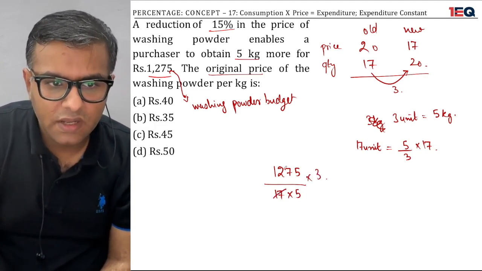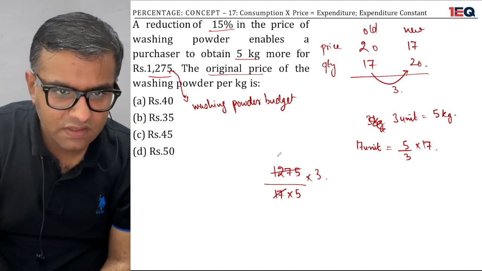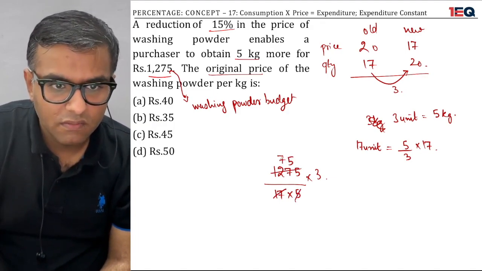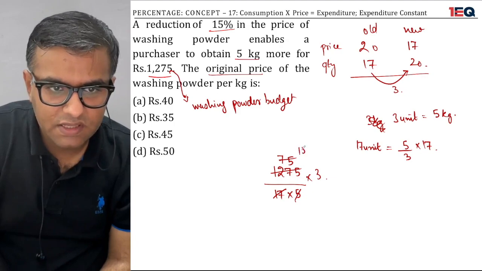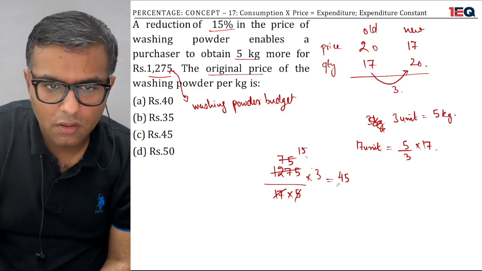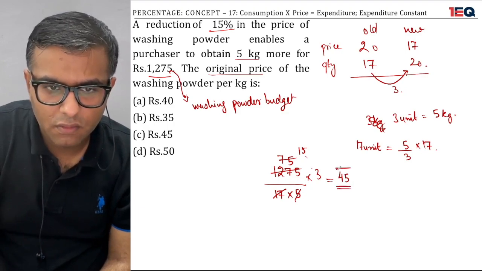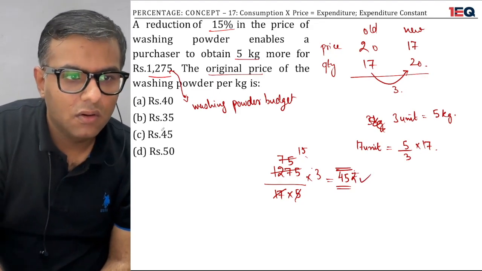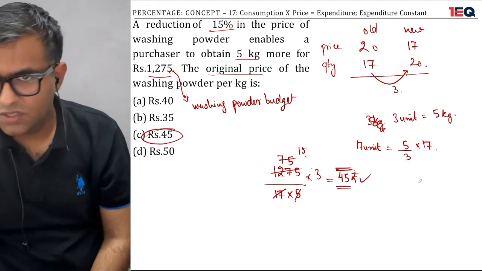Okay, now cancelling it out. 17 sevens are 119, 17 fives are 85, 15 5s are 75, 15 threes are 45. 45 rupees is the original price of the washing powder.